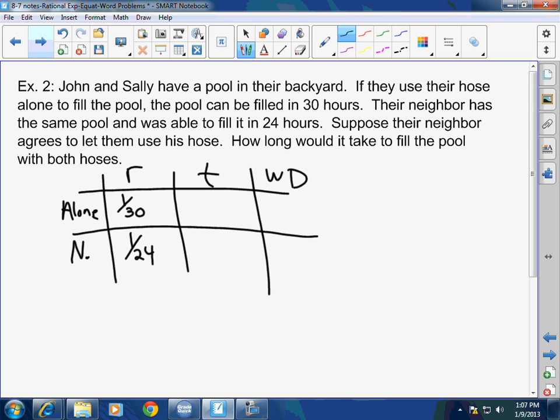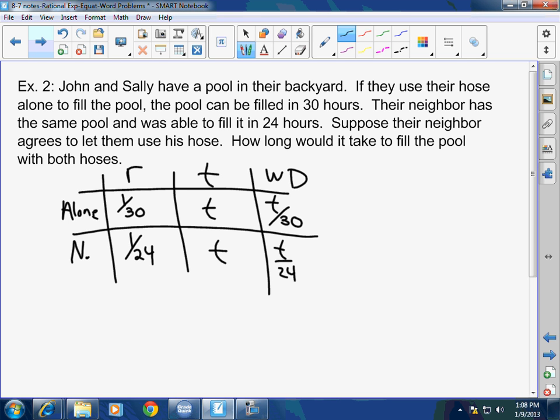Now, if I take both of these together, they're going to fill the pool as well. Do I know how long it's going to take to fill the pool, though? So that's T and that's T, because they're both going to be working the same amount of time, right? Both hoses turn on together and start filling up together. Is that the logic there, guys? Okay, so what's the work done by John and Sally's hose alone? Don't be scared. T/30. Good. What is the neighbor's work done? T over 24.